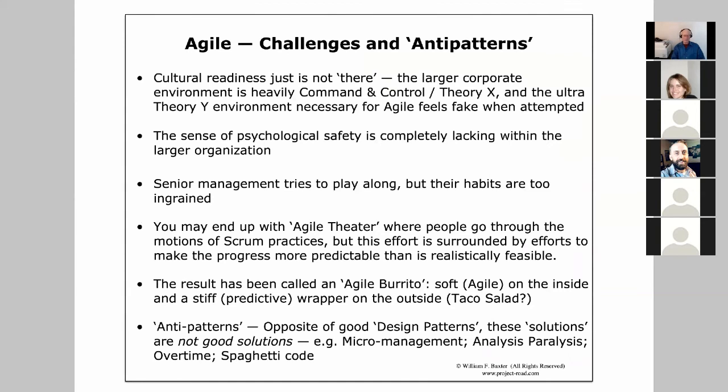And there's this thing called anti-patterns. A design pattern is something that's been found to work well. An anti-pattern is something that might look like a solution, but it's a bad solution. So it's bad practices. For example, you can see these cultural readiness issues where a big company with a command and control Theory X style of management struggles to adopt Agile successfully. And when they try, the Agile just feels fake.